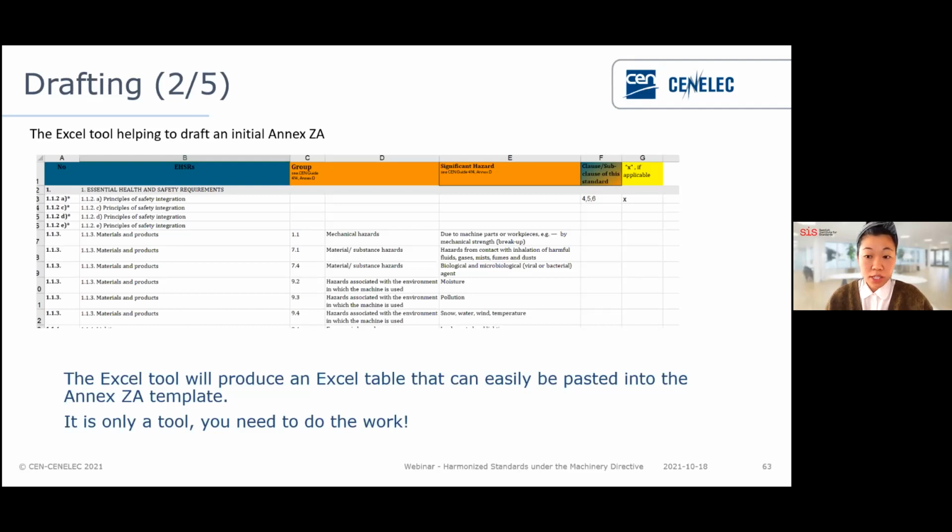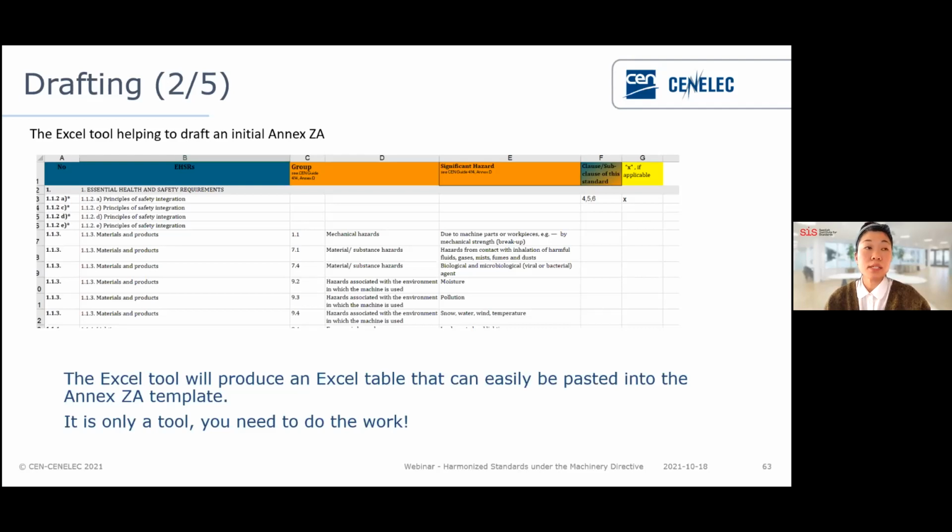Dr. Steiger mentioned this before as well, but as you can see, columns C, D, and E show the correlation between the essential health and safety requirements and the significant hazards as specified in CEN Guide 414. And here I want to highlight that for the significant hazards and the essential health and safety requirements, sometimes there is not a one-to-one correlation.